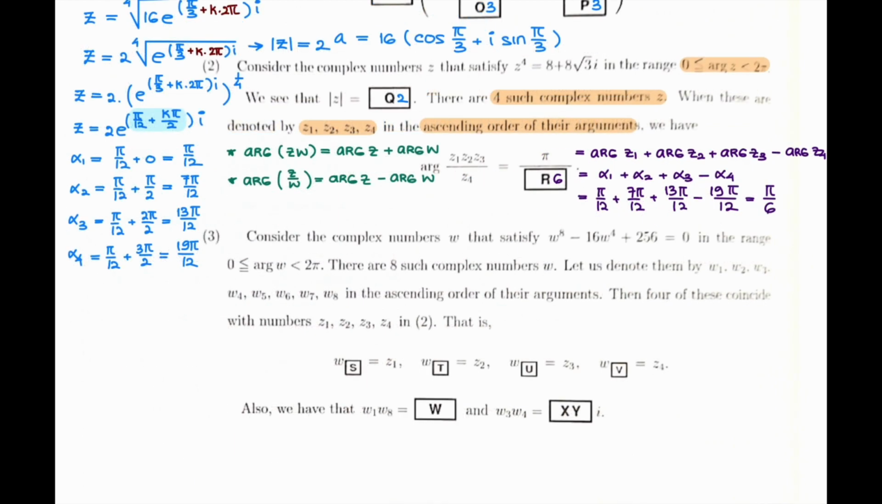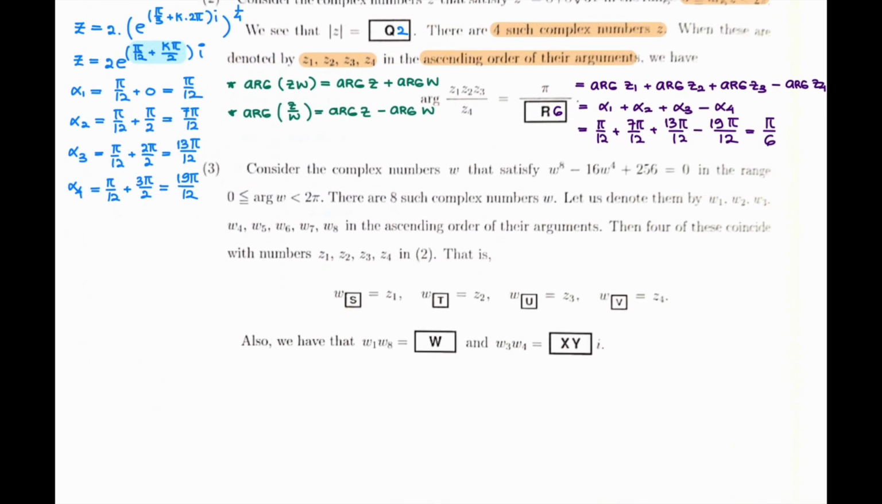Okay, let's continue. Question number 3. Consider the complex number w satisfying w to the power of 8 minus 16w to the power of 4 plus 256 is equal to 0, in the range from 0 until 2 pi for the argument of w. There are 8 such complex numbers w. Why are there 8 such complex numbers w?